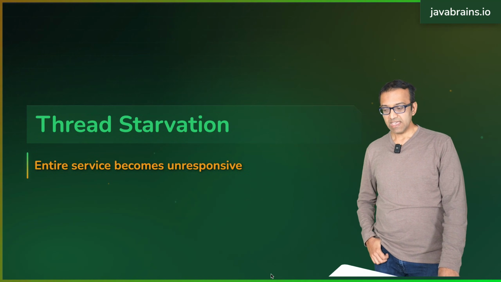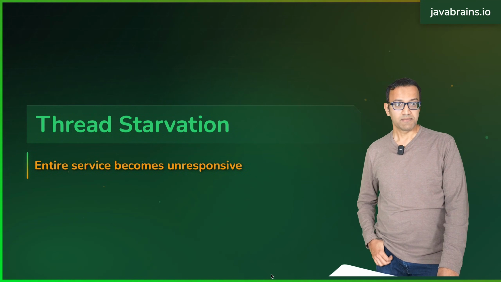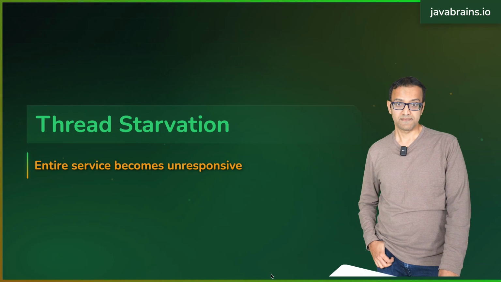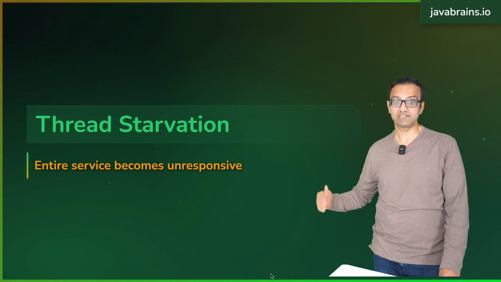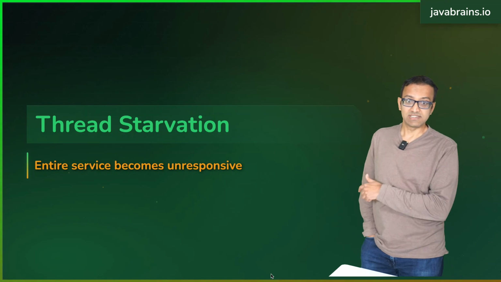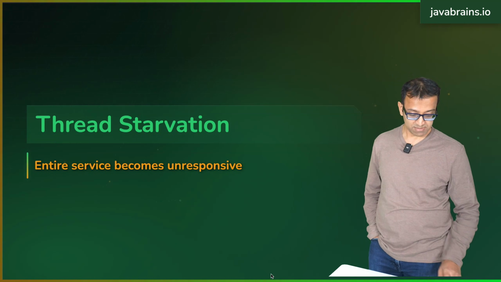And so this is called thread starvation. Eventually, you run out of available threads, right? Now, your entire service is unresponsive. Not just for the requests that need the recommendation engine, because guess what?